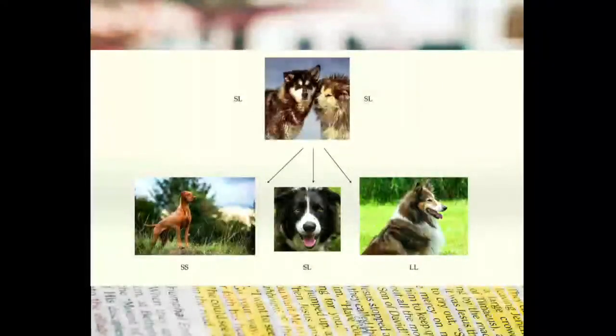Let me ask you this. Was there any new information added? All right? No. What is new is the combination, right? Not the genetic information. So the puppies have less genes, or less gene expression, than the parents, right? So there's nothing new. Let's look at Darwin's finches.